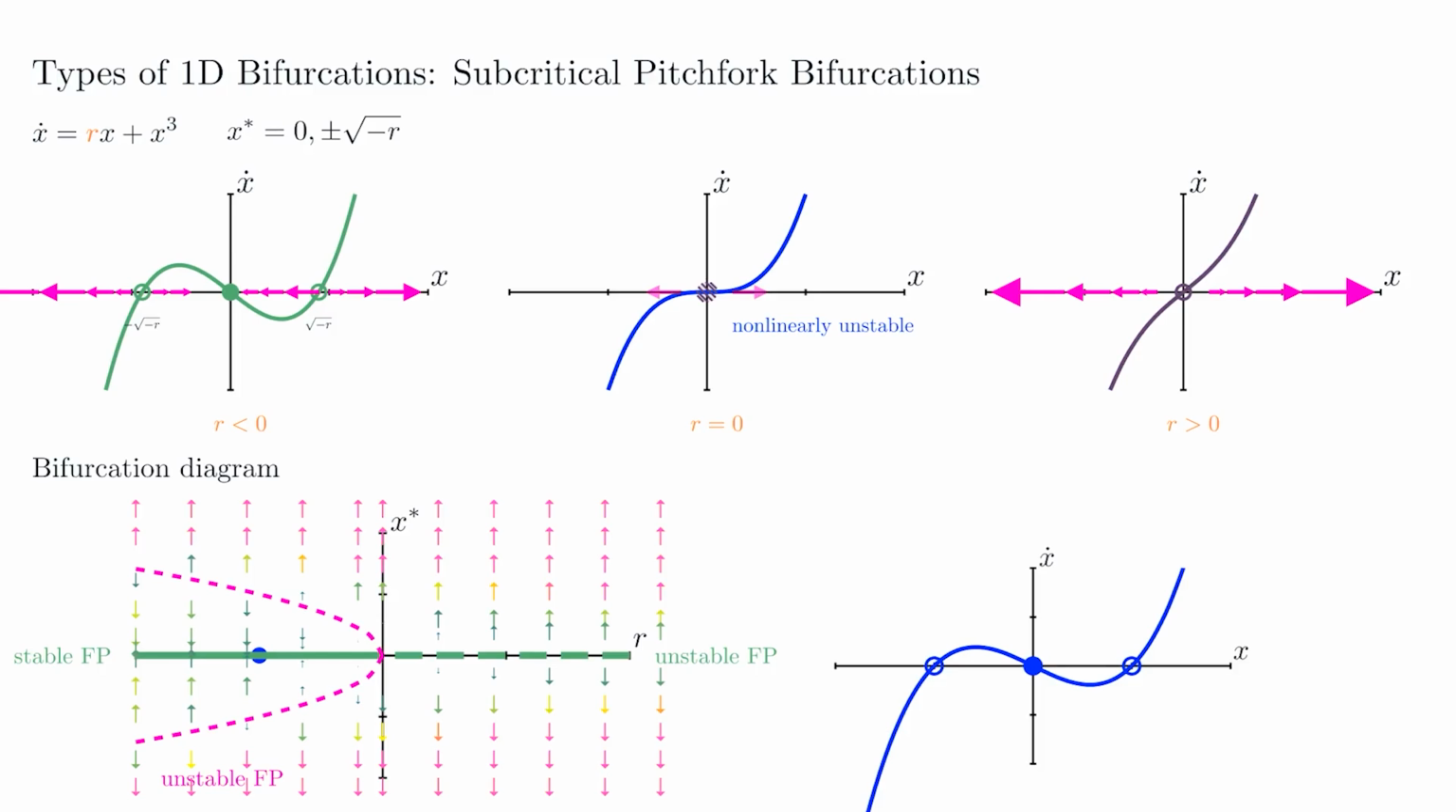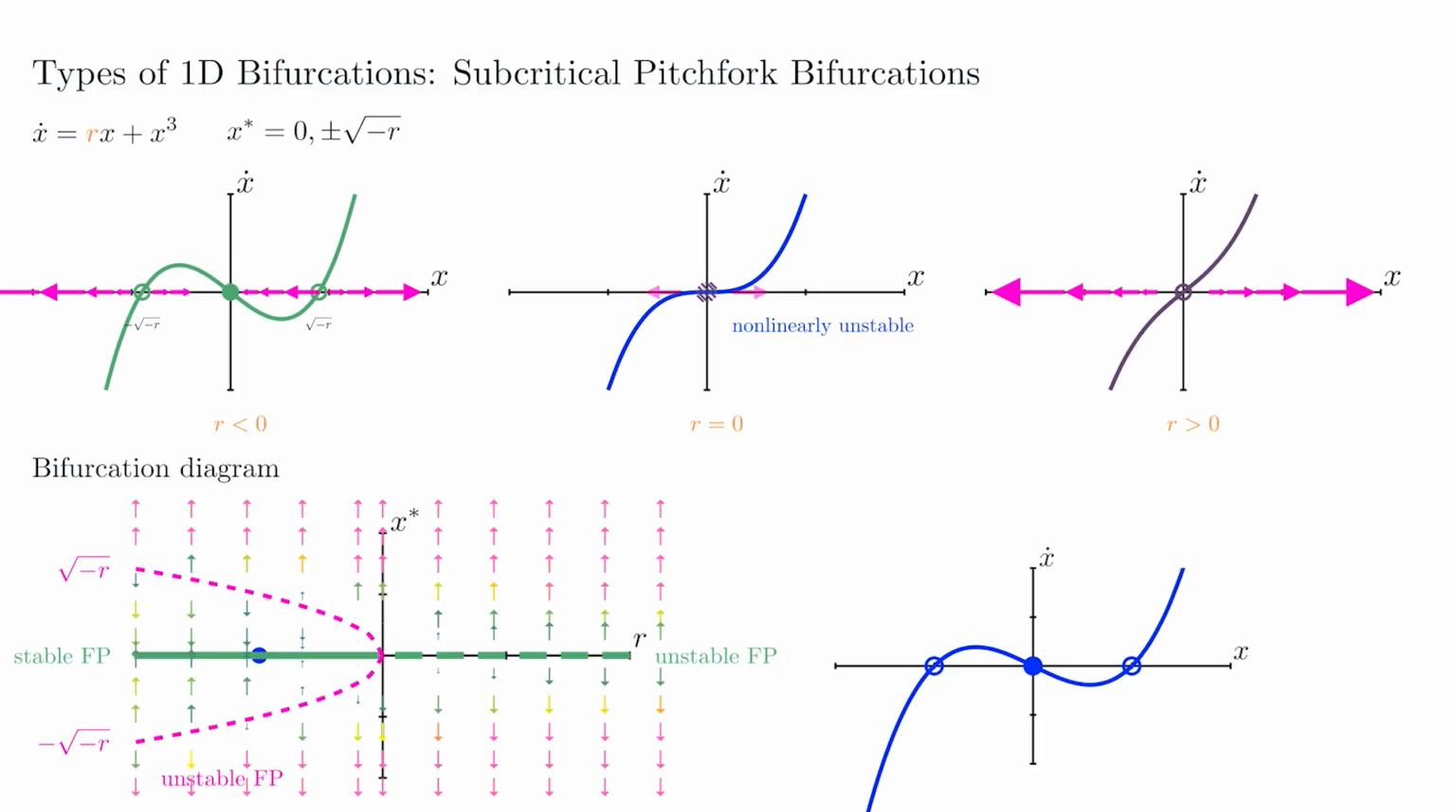And once again, the values of these fixed points are located at minus the square root of minus r and plus the square root of minus r. Why this is called a pitchfork bifurcation is suggested by the diagram itself, because as we go from r positive to r negative, the middle tine of the pitchfork changes from an unstable to a stable fixed point, and we generate two additional tines of the pitchfork. That's why it's called the pitchfork bifurcation. And it's called subcritical because when r goes below a critical value, r equal to 0, that is where the pitchfork actually appears.